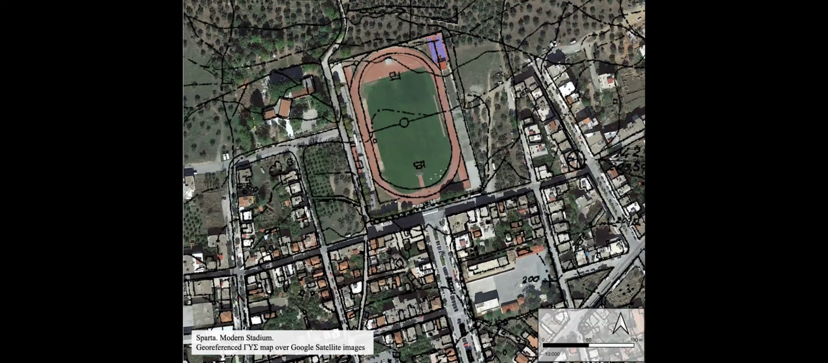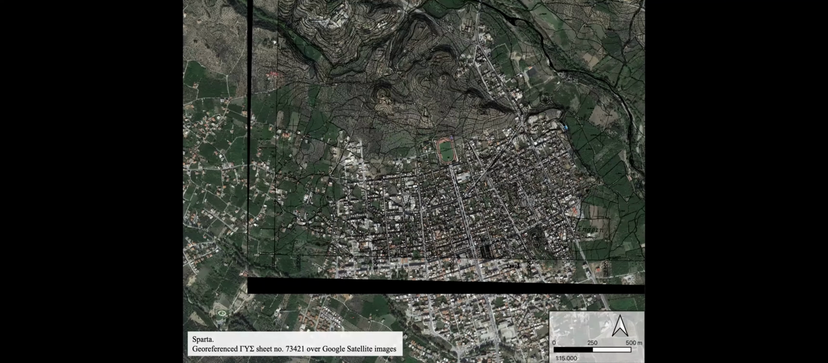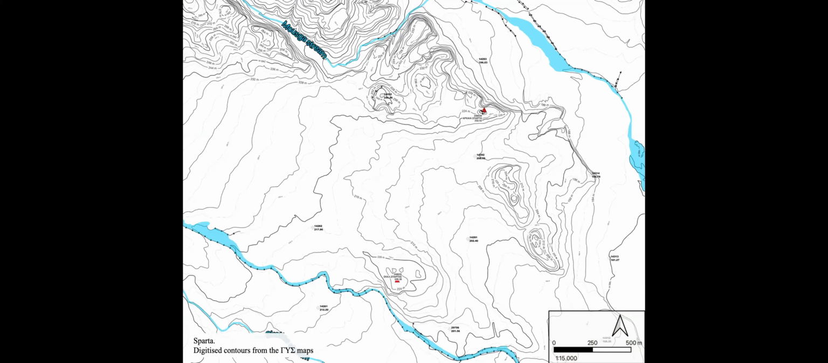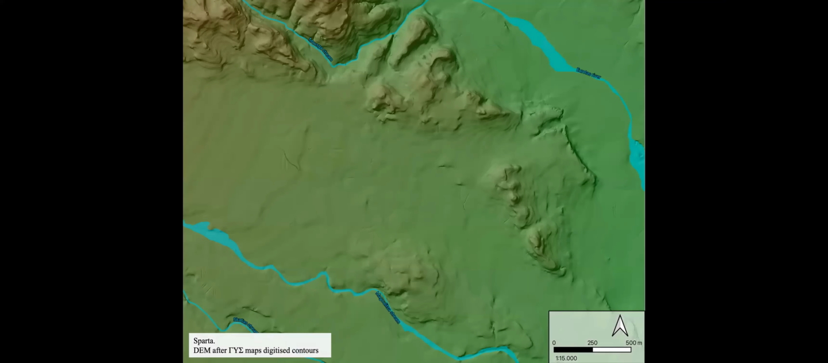And although already useful as they are, these images picture the modern city and bear too much graphical noise. So I digitized the contour lines by hand, including waterways, toponyms, and other topographical elements. And the final outcome was a meaningful and clean digital elevation model over a hillshade model.